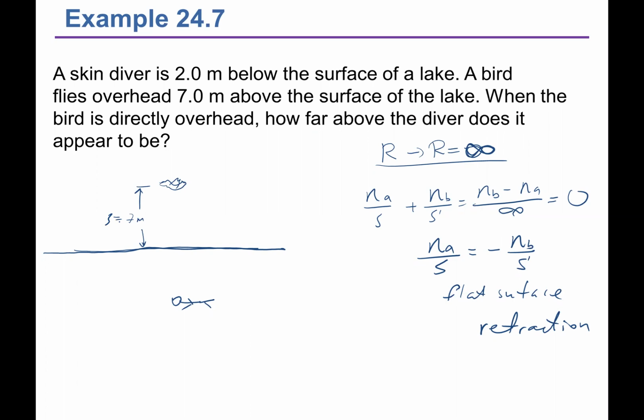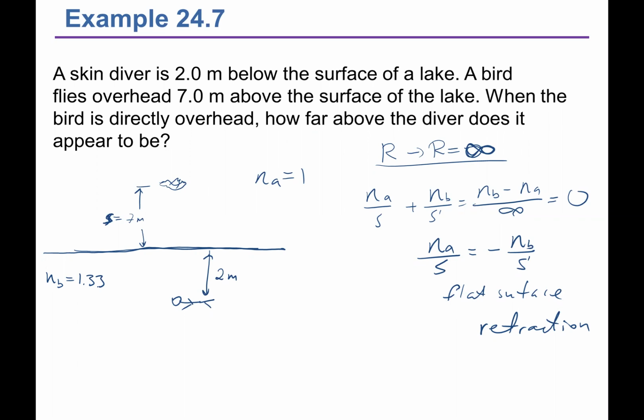And here, this guy is 2 meters, but this is neither the object nor the image, it's just the observer, so we can just say that this distance is 2 meters. Now, the object is in air. That means air is our medium A, so the index of refraction NA is 1, because NA is where the object is, and our object is in air. NB here equals 1.33, because this is water, if you remember.